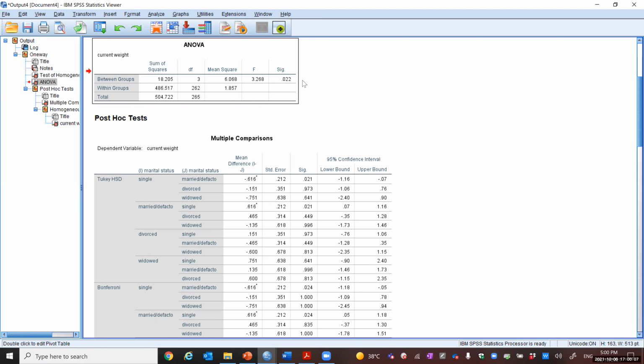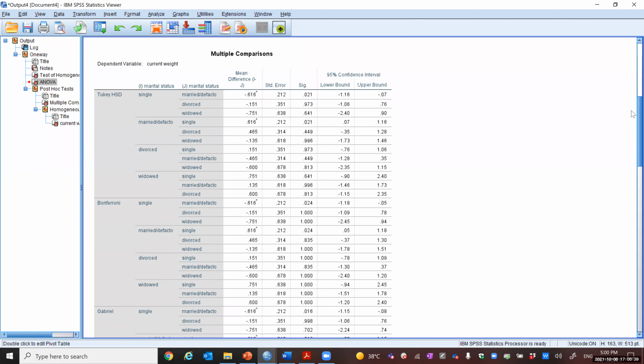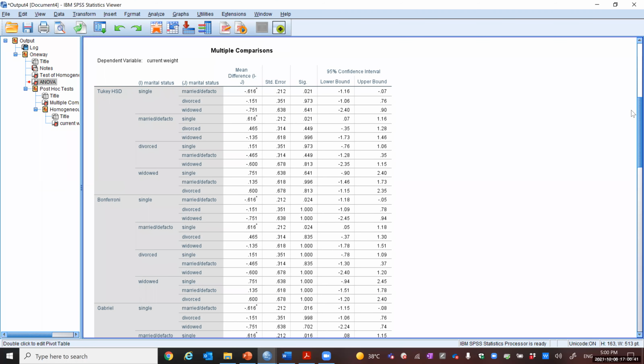But here we can see that this is significant. This is less than 0.05, like 0.02, and the F value is 3.26. So we can say that there are significant differences across groups on current weight. Now the next question comes: which of those groups are different from each other? In order to answer that, we will go down to the post-hoc table where multiple comparison has been done.